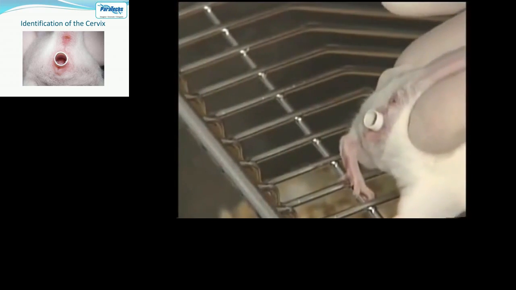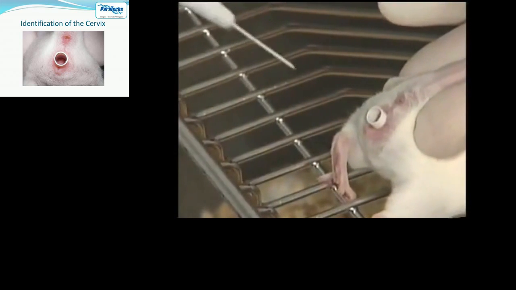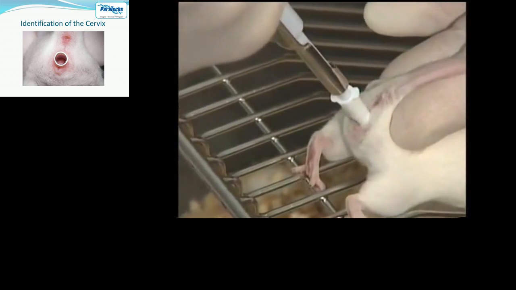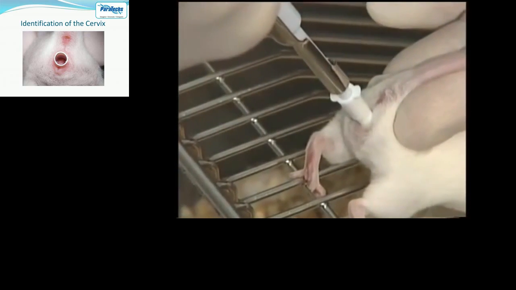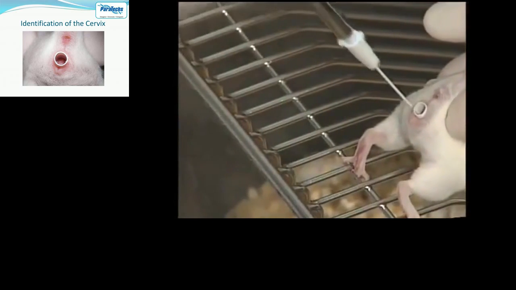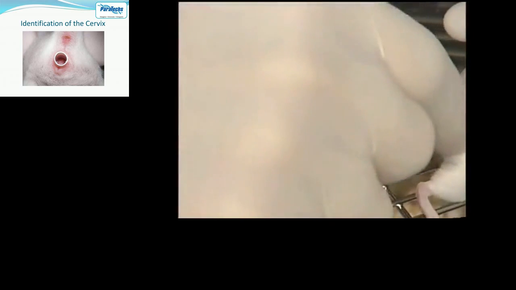Pick up your NSET device, insert into the mouse until the hub touches the speculum. Expel the embryos, remove the NSET device, remove the speculum, and the procedure is complete.